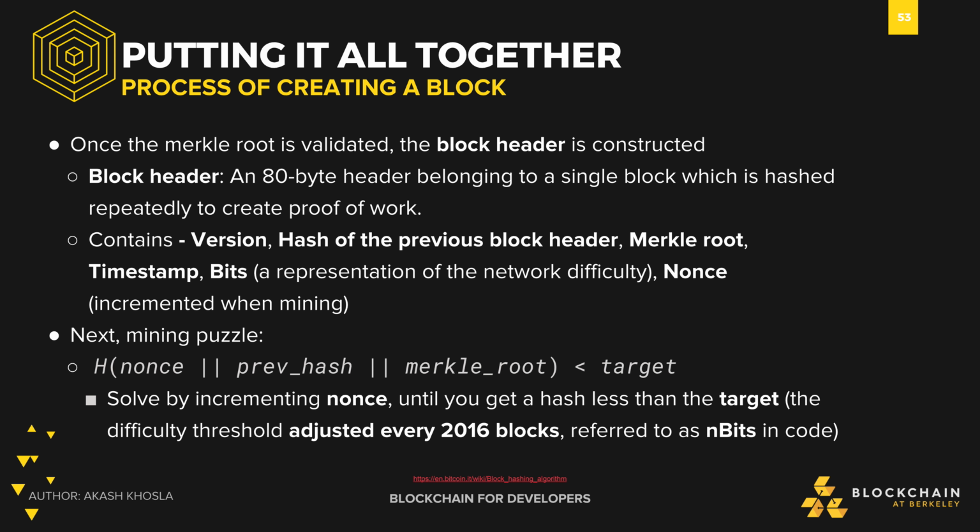So then we have the mining puzzle. Remember, it's the hash of the nonce with the hash of the previous block header, and then the Merkle root. You solve this by incrementing the nonce and hashing until you get something less than the target. The difficulty threshold is adjusted every 2016 blocks. This is referred to as nBits in code, and it is responsible for adjusting the target.